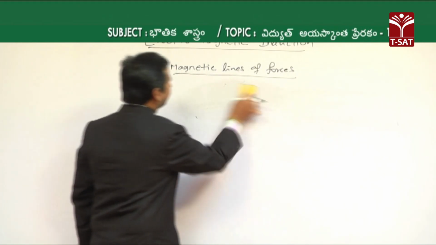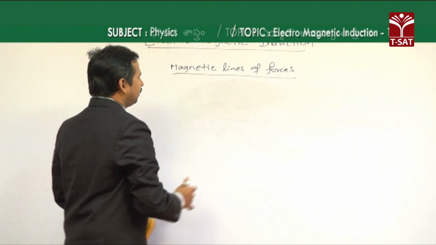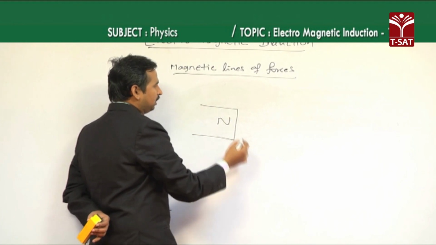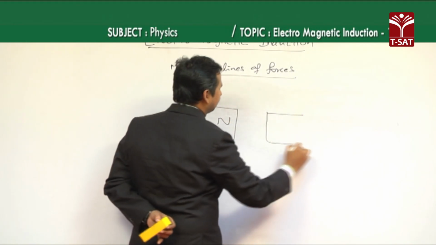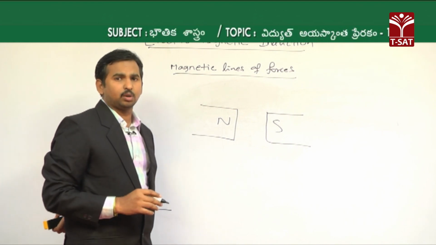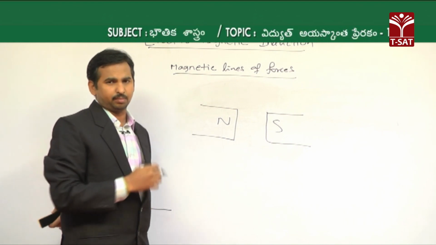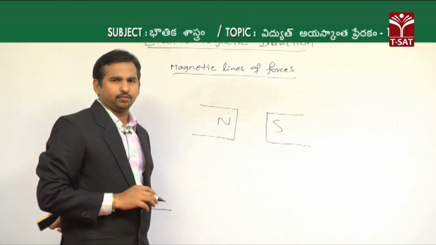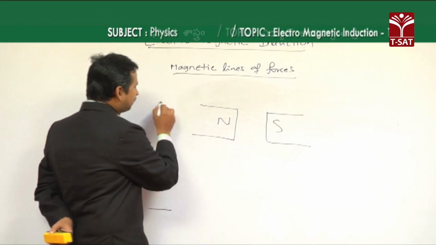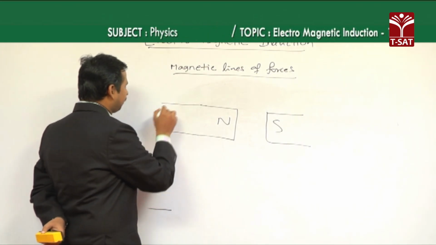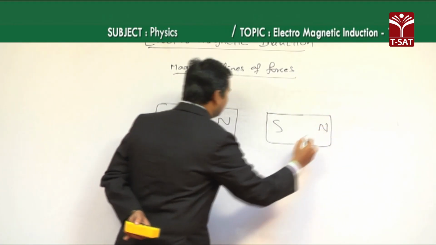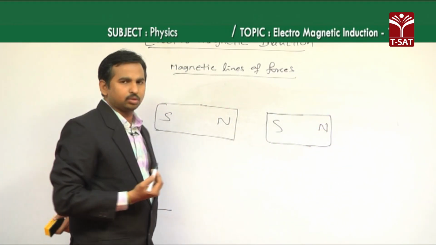For example, if this is one bar magnet having a north pole and this is another bar magnet of which we have a south pole. We already know that the magnetic lines of force start from the north pole and end on the south pole. So this is a single separate magnet having a north pole and south pole, this is another magnet having a north pole and south pole, and these two magnets are being brought closer to each other.